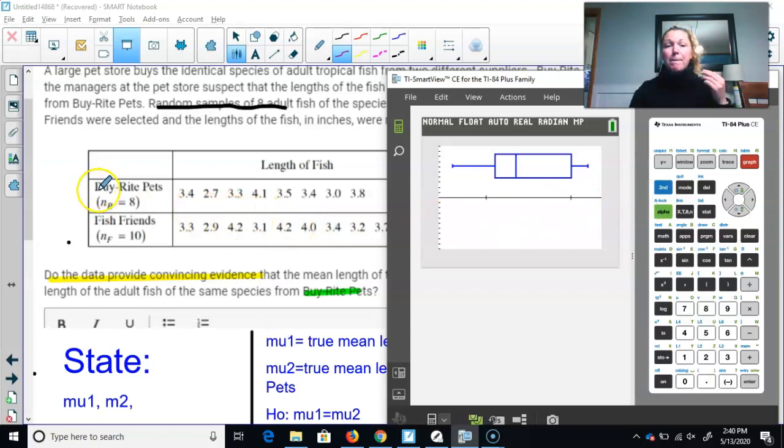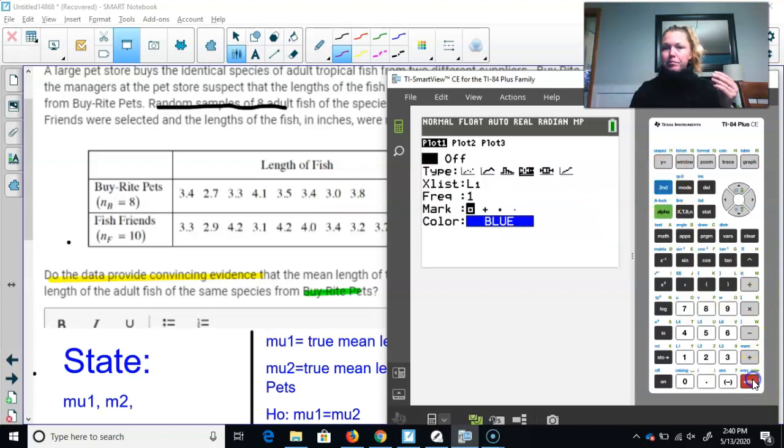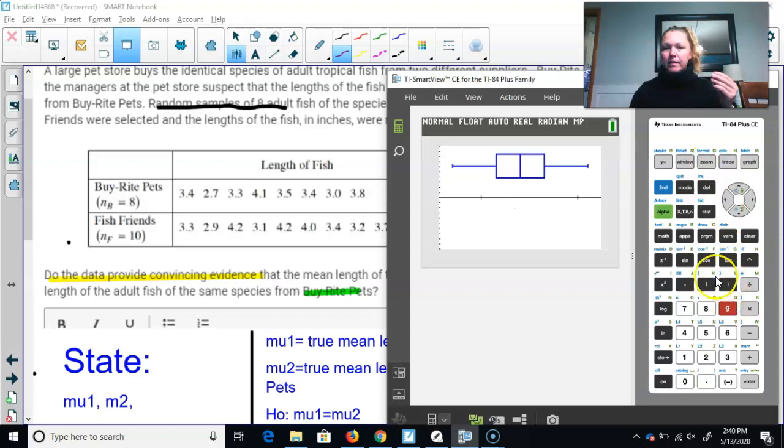Let's now look at the box plot for Buy Right Pets. So I'm going to go to second y equals, plot 1 on. I'm going to change this to L2. Okay, I'm going to go to Zoom 9. And that looks so symmetric, right?